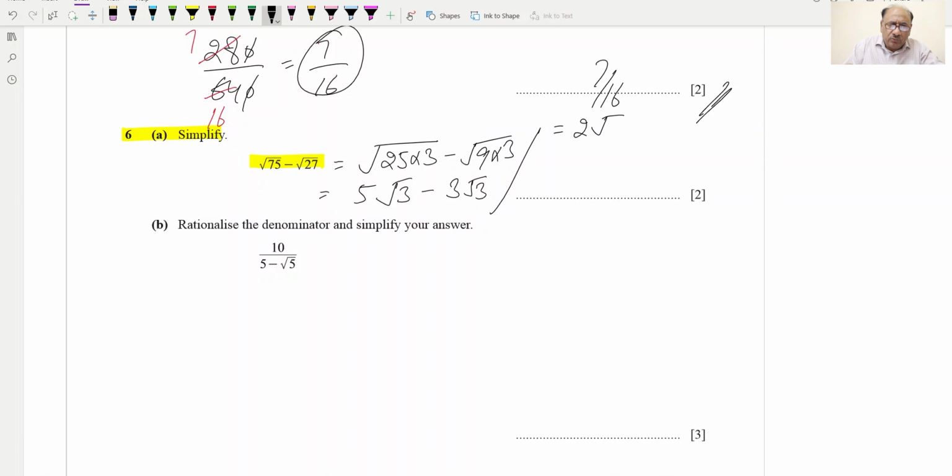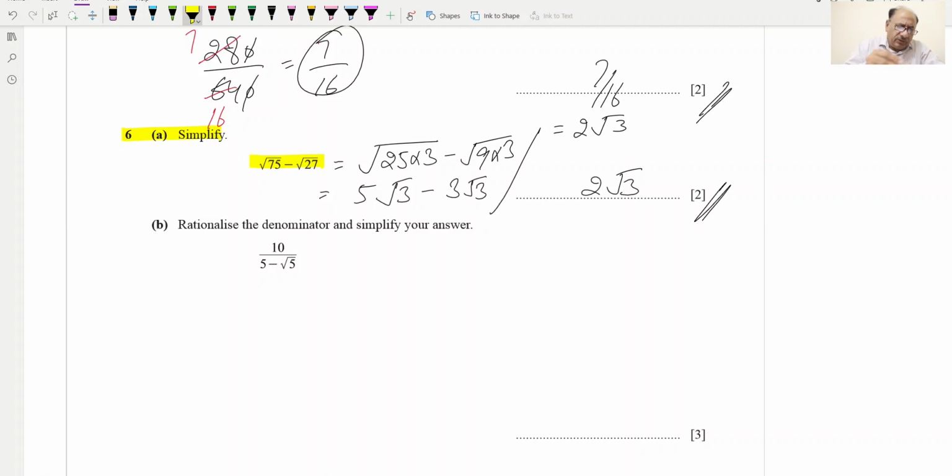So 5 root 3 minus 3 root 3 will result in 2 root 3. Basically, 5 root 3 minus 3 root 3 will result in 2 root 3. This will be our final answer for this question. Hopefully you understood this. This is a 2 mark question.